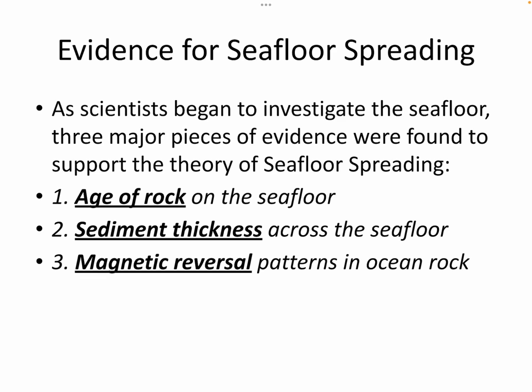So what's the evidence of this seafloor spreading? As scientists began to investigate the seafloor, three major pieces of evidence were found that support this idea. Number 1 is the age of the rock on the seafloor. That's one thing that we investigated yesterday. Number 2 is the sediment thickness across the ocean floor. That's another thing that we looked at with the washers. And a third one I'm going to briefly touch on is called magnetic reversals. There's a pattern with the magnetic reversals on the ocean floor as well.